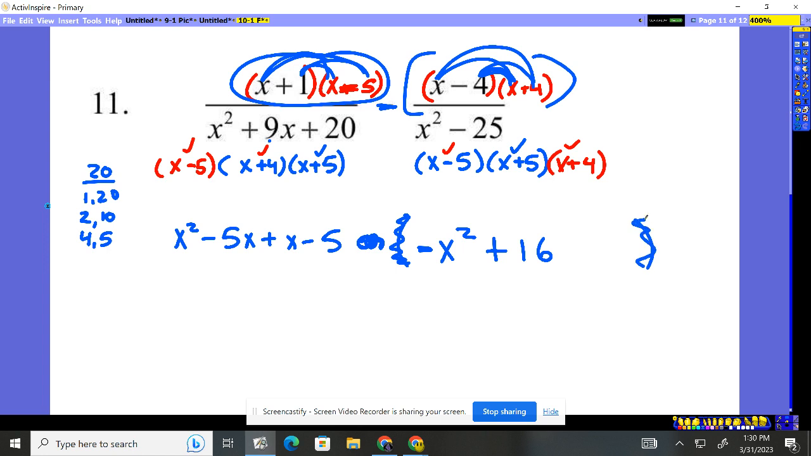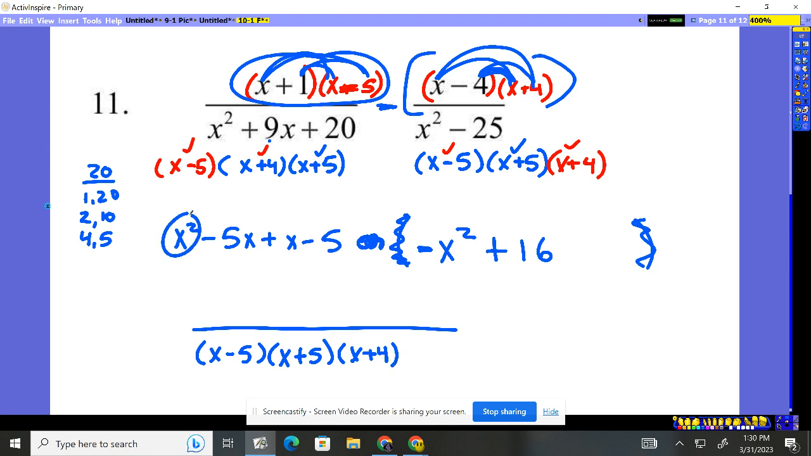And now we can go ahead and put things together. So here's going to be our fraction. In the bottom, what do we have? We have an x minus 5, an x plus 5, and also an x plus 4. Up top, we have an x squared minus an x squared. They go away. Cool. Lose 5x, gain x. You've lost 4x. So it's a negative 4x. And then simply lose 5, gain 16. You have gained 11. And there is the final answer to problem 11.